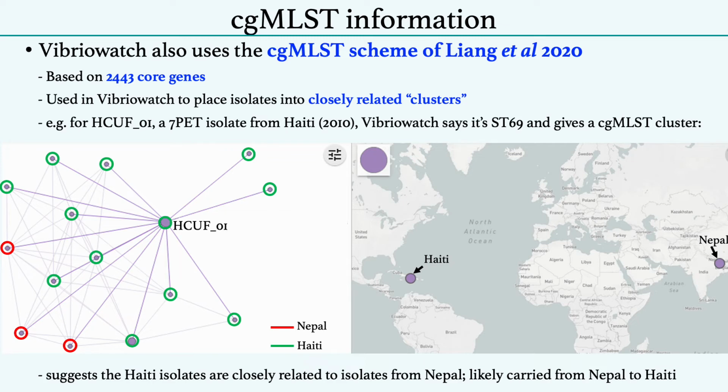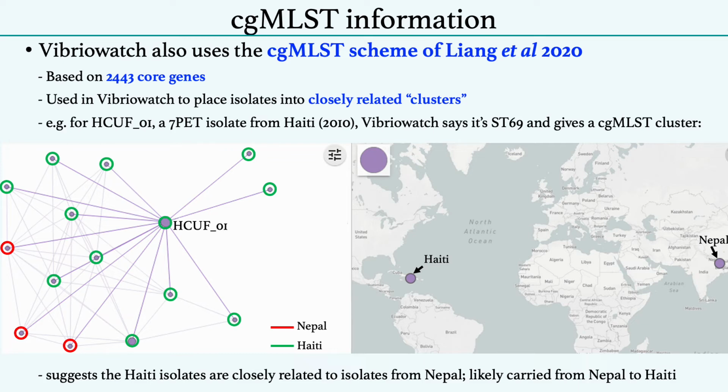For example, one of the isolates that I have looked at, HCUF01, is an isolate collected in Haiti in 2010. In Vibrio Watch, it is shown to have the sequence type 69 in the Octavia scheme, so is a 7 pandemic clade isolate. Vibrio Watch shows a core genome MLST cluster containing the isolate HCUF01, which I've shown on the left here.